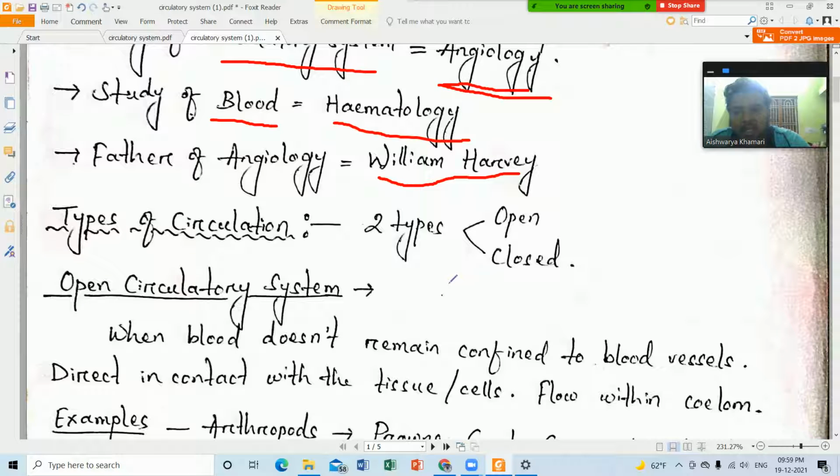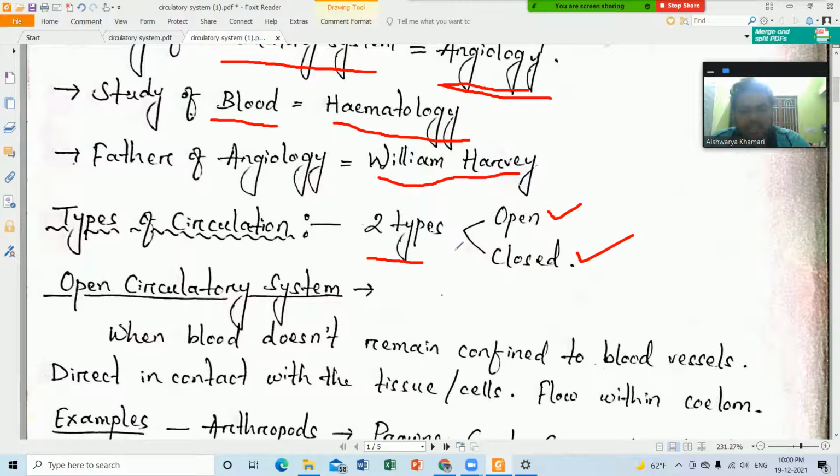Broadly, the circulatory system is categorized into two types. One is the open circulatory system, and another one is the closed circulatory system. In the open circulatory system, there is no involvement of any kind of blood vessels. One common example: if you are watering a plant directly from a bucket, that will be your open circulatory system. For a closed circulatory system, if any kind of pipe or drip irrigation is used, that kind of watering will be your closed circulatory system.